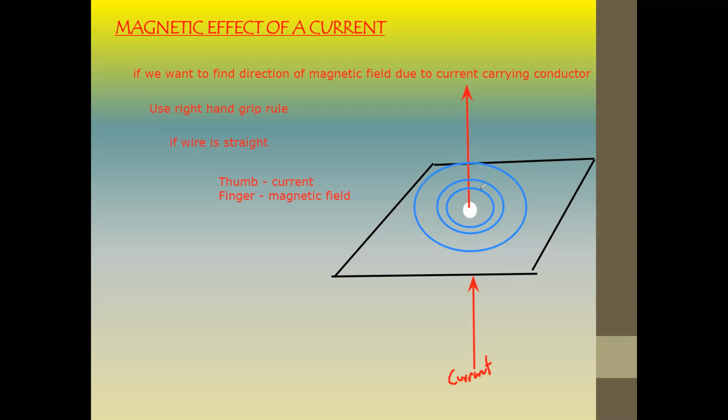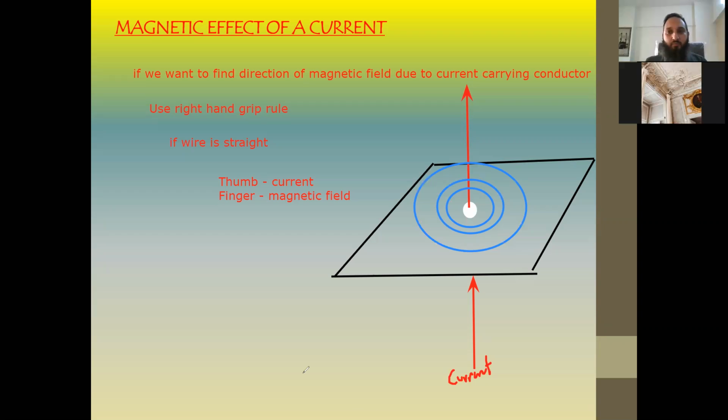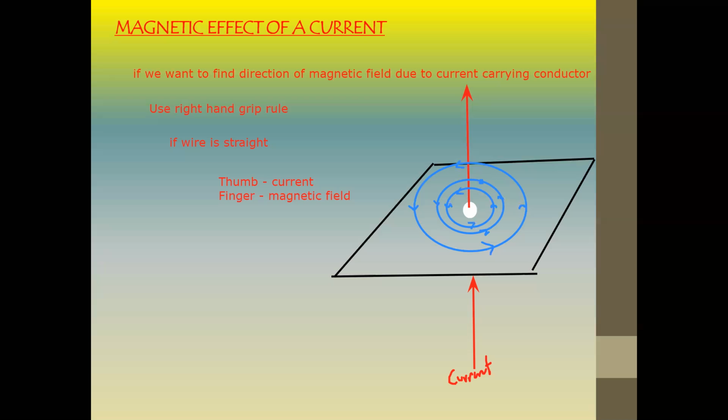And what is the direction if I apply the right hand grip rule? My thumb is pointing in the direction of the current, and my fingers turn around it. So the magnetic field will be around the wire in this manner. Is it clear? The right hand grip rule is used to find the direction of the magnetic field due to a current carrying conductor.